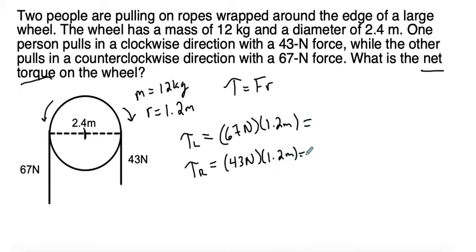So let's get these two numbers. All right, so 67 times 1.2. That's going to give us a torque of 80.4. Okay, and the label for torque, we can pay attention to the labels that we used here. The standard, or SI, would be Newton times meter. So 80.4 Newton meters. Okay, so let's get our second one here. So 43 times 1.2. That's going to give me 51.6 Newton meters. Okay.